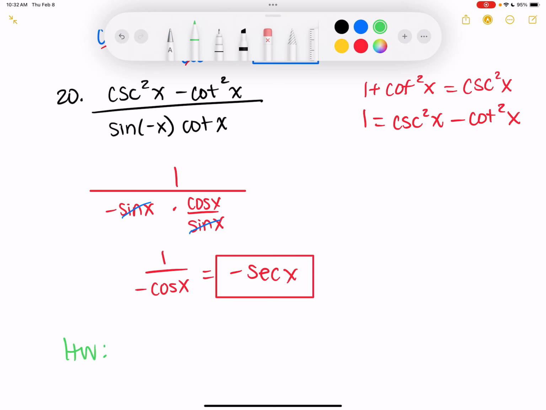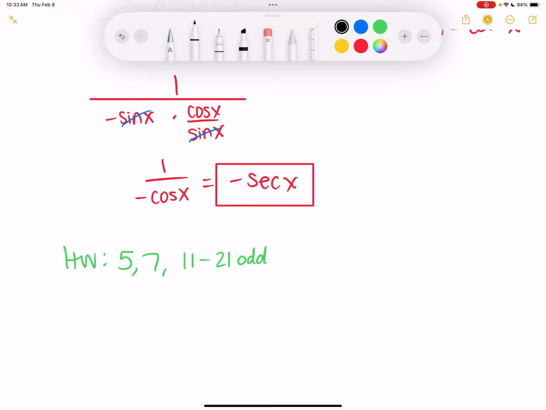So your problems are 5, 7, and then 11 through 21 odd. I'm going to tell you 21 is more difficult, okay? So 21 is what I will start class tomorrow with actually doing, but you need to attempt it before class. Okay, but if you're like, I'm super stuck, because more than likely you will be, then I'll help you.